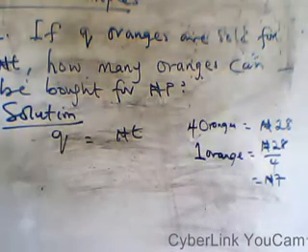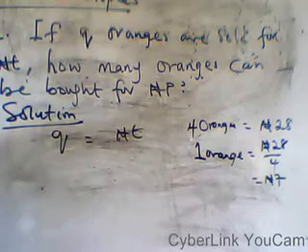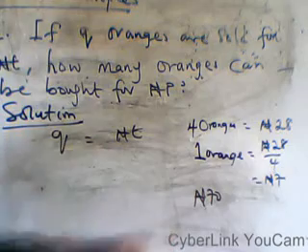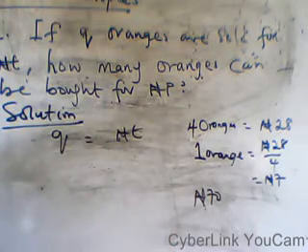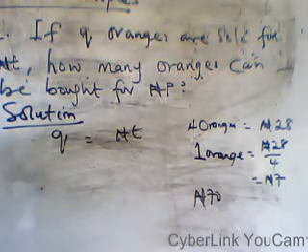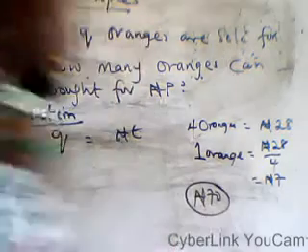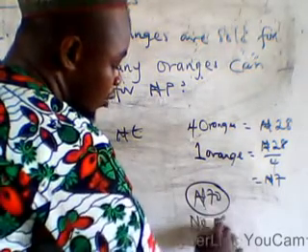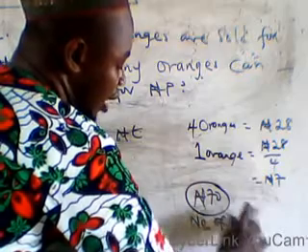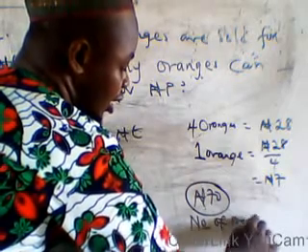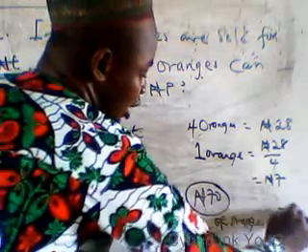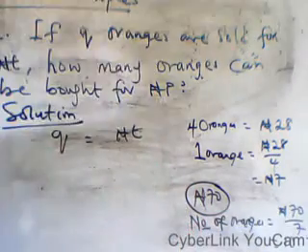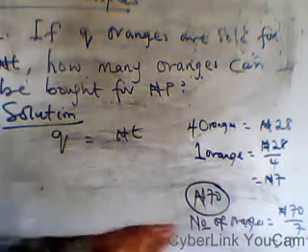Now, if somebody has 17 naira, look at this question. If you have 17 naira, how many oranges are you going to buy with your 17 naira? The number of oranges you are going to buy, you are going to do it as 70 divided by 7. And what are you going to get? You are going to get 10 oranges, right?